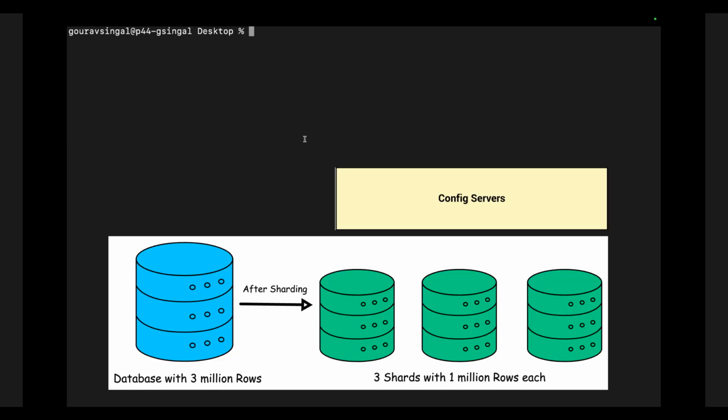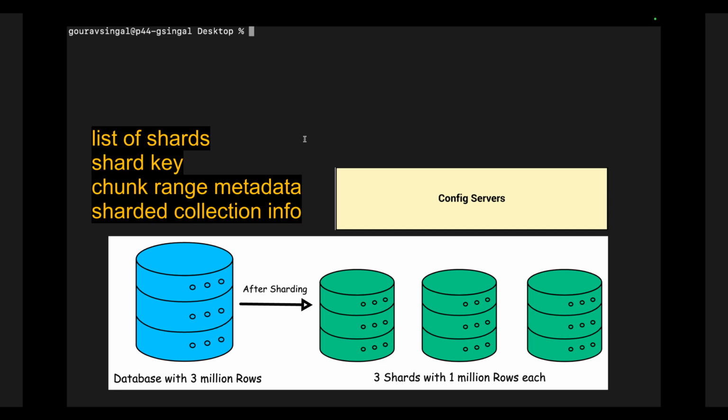For this, we have introduced a config server, a central source of truth that stores the list of shards, shard key, chunk range metadata, and sharded collection info. It does not handle actual data, but instead stores metadata required for routing. But there is one more problem. You don't want every request to hit the config server directly. That would create a bottleneck, as all the crucial information is stored inside the config server.